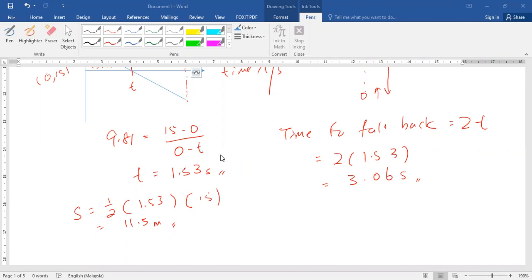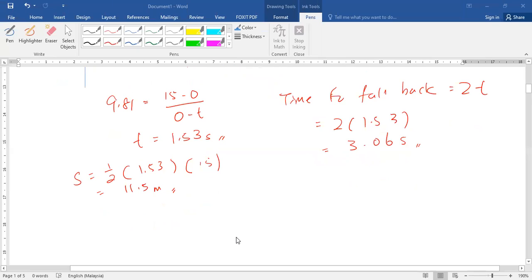KSSM, the new syllabus, is what your juniors use. All of them already use g equal to 9.81 ms negative 2. Nowadays, SPM already uses 9.81 ms negative 2, so that means no more using 10 ms negative 2 for the acceleration, except when the question asks you to use 10. Okay, next question.